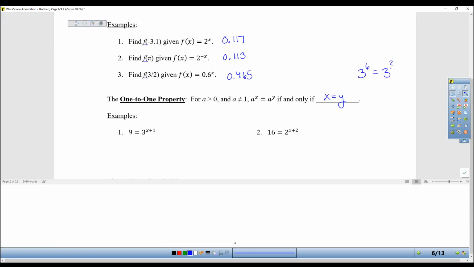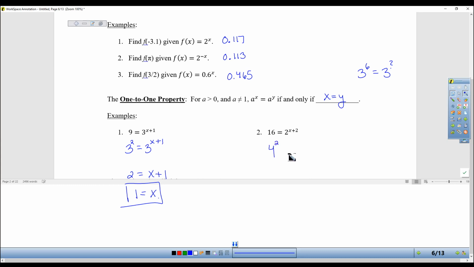So in our problem here, our bases are not the same, but you can make them the same by changing the 9 to 3 squared. Now that the bases are the same, you know that 2 must be equal to x plus 1. So x is equal to 1. Go ahead and try this one on your own.